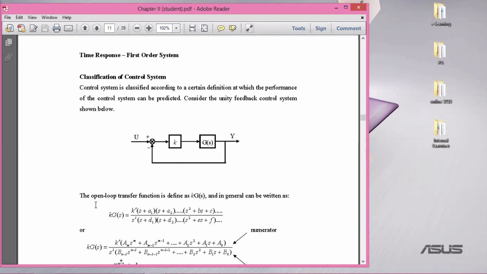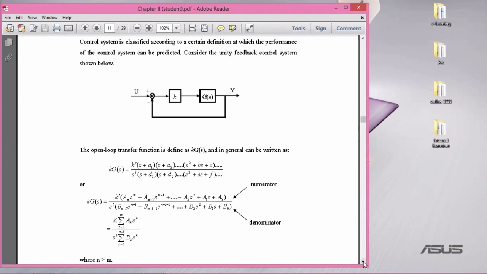See, the classification is made based on the open loop transfer function, which is defined as K multiplied by G multiplied by H. In this case, H is equal to 1. So the loop gain of a control system is known as the open loop transfer function. So the classification of system is made based on the open loop transfer function.